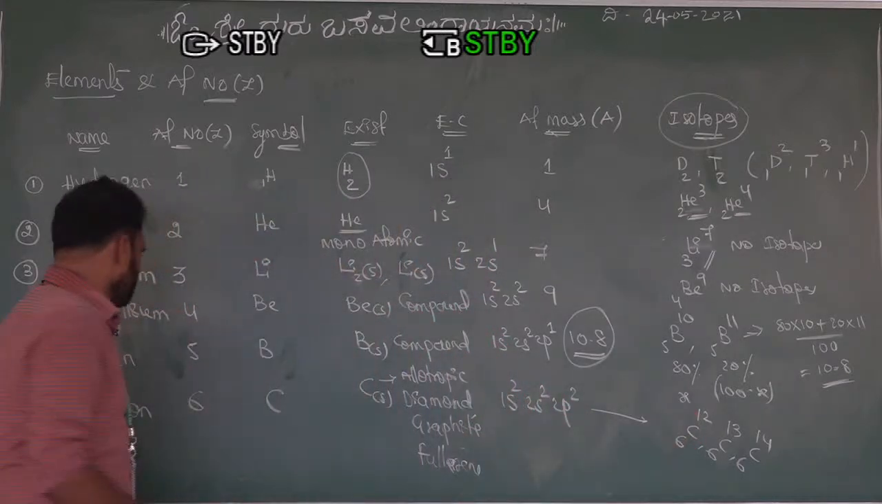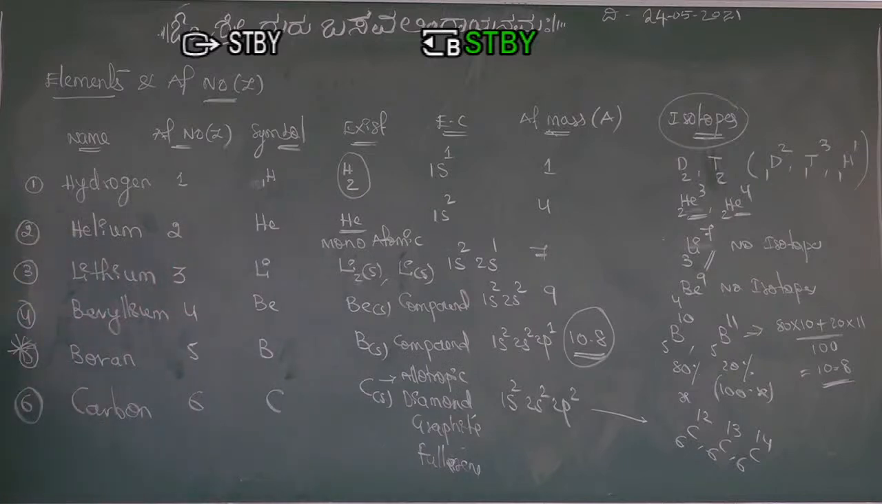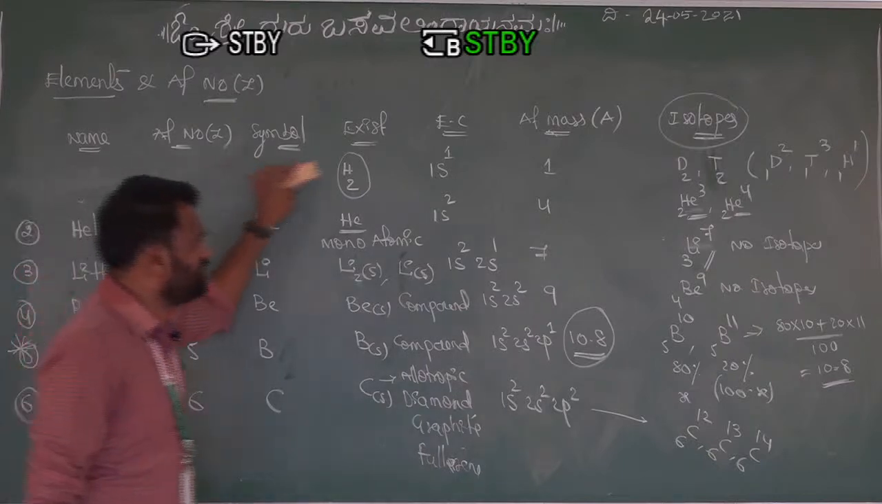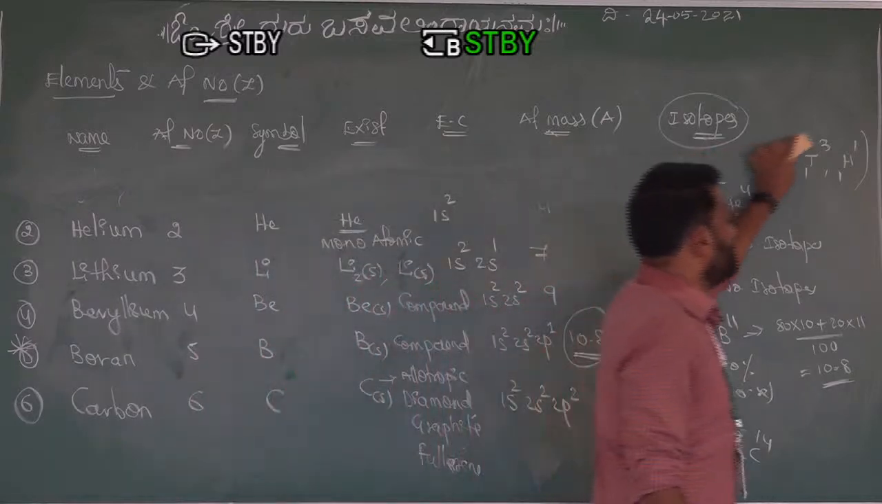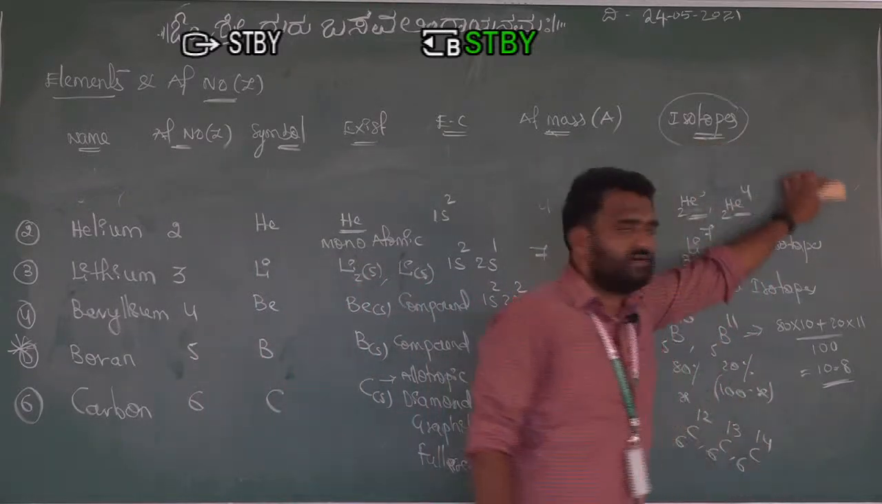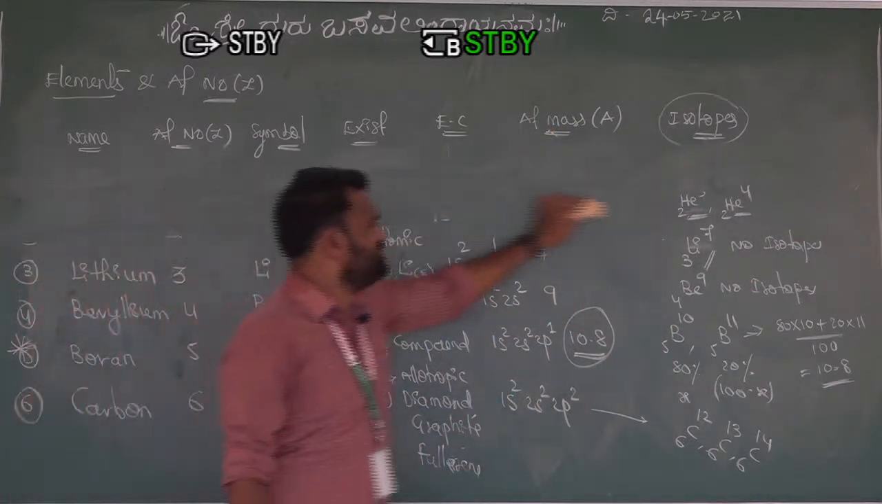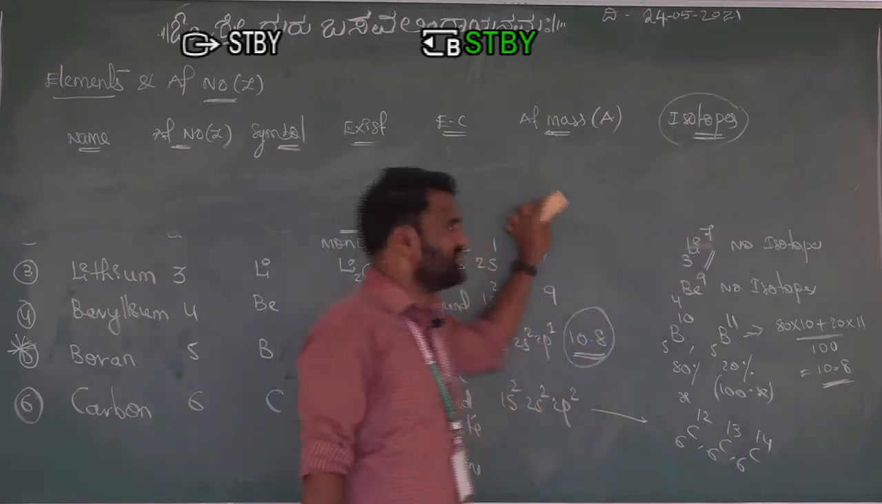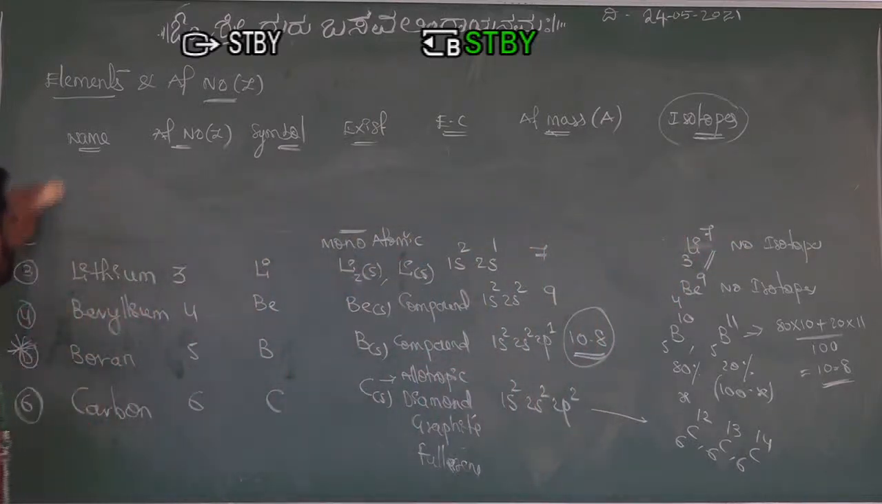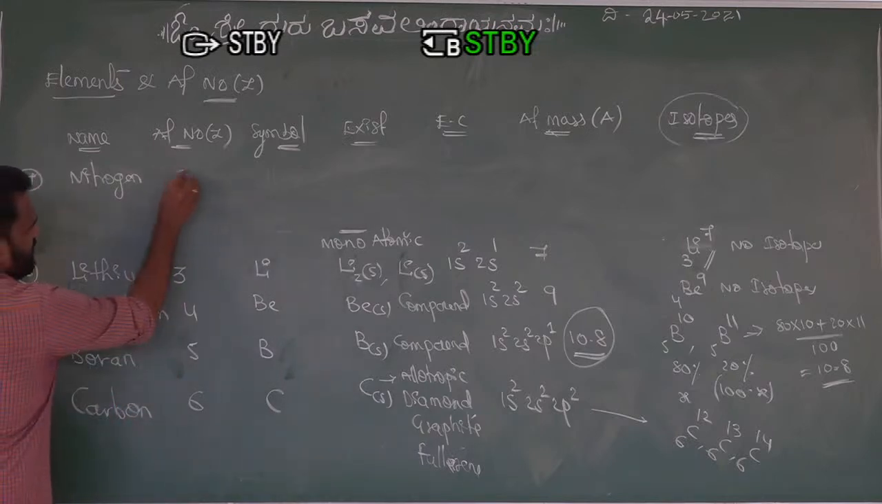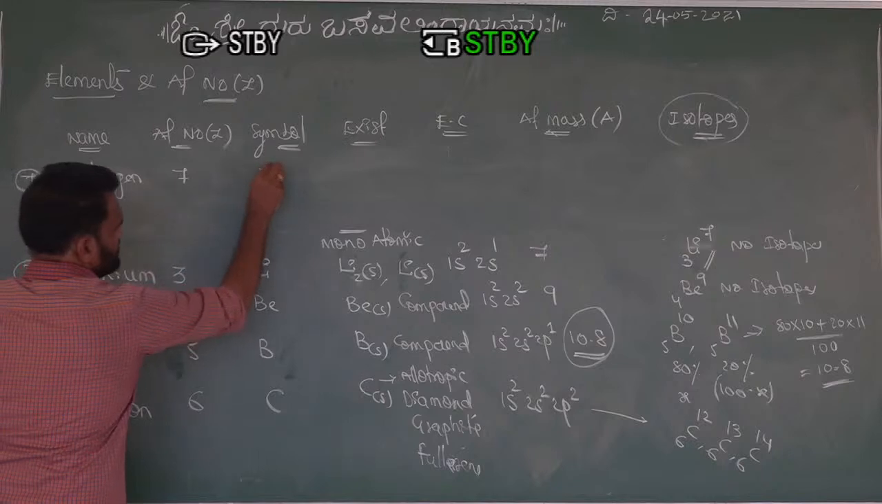The next atomic number is 7. What is the name of the element with atomic number 7? Right, atomic number 7 is nitrogen. Nitrogen is an important gas in the atmosphere. It is nearly 80%. The atomic number is 7, and the symbol of nitrogen is N.